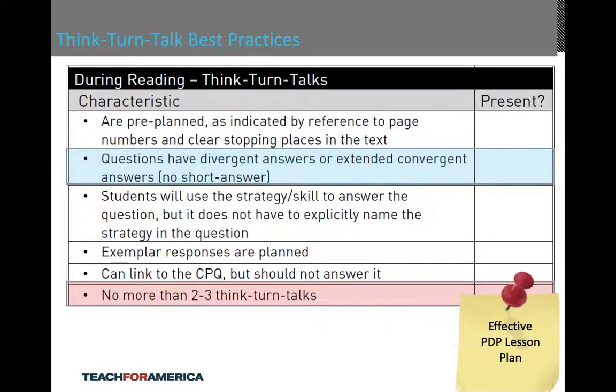The other thing that we're about to go deeper into is understanding what divergent answers versus extended convergent answers are. That might be something new that you have not seen, and so we're going to spend some time really talking about that to get a clear idea of what questions we're asking in order to get the answers we're looking for from our students.